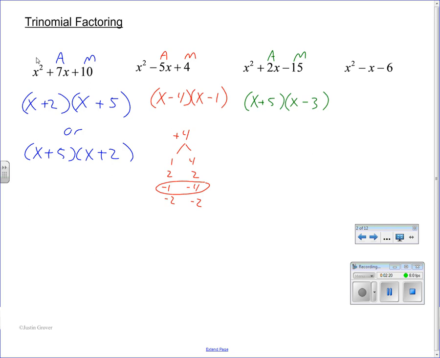And the last one, we're looking for numbers that multiply to -6 and add to, well, there's no number there, but we know it's a 1, so add to -1. That is x minus 3 and x plus 2. Now you can check all of these by working backwards, double distributing or FOIL.